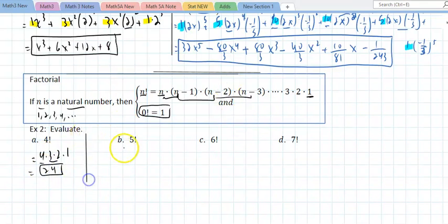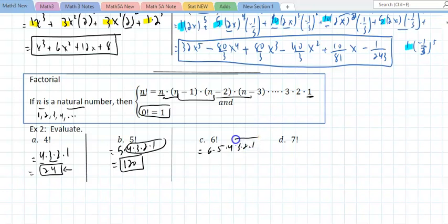Evaluate 5 factorial. Well, 5 times 4 times 3 times 2 times 1. Wouldn't you say this is 24? So 5 times 24 is 120. And what do you suppose 6 factorial is? Well, isn't 6 factorial 6 times 5 times 4 times 3 times 2 times 1? Didn't we just do this? So wouldn't you say that's 6 times 5 factorial, because 5 times 4 times 3 times 2 times 1 is 120? And 6 times 120 is 720.